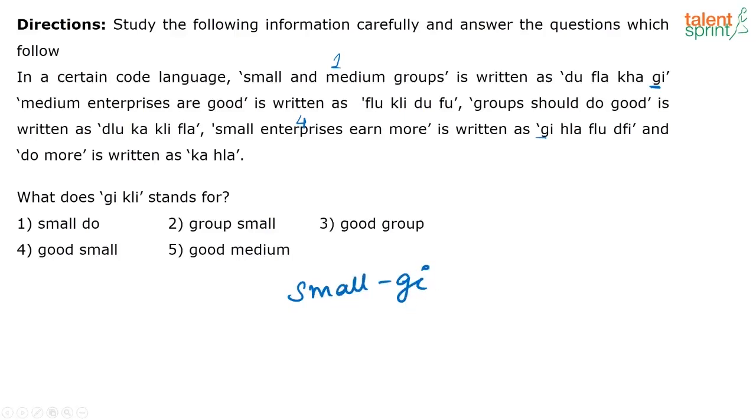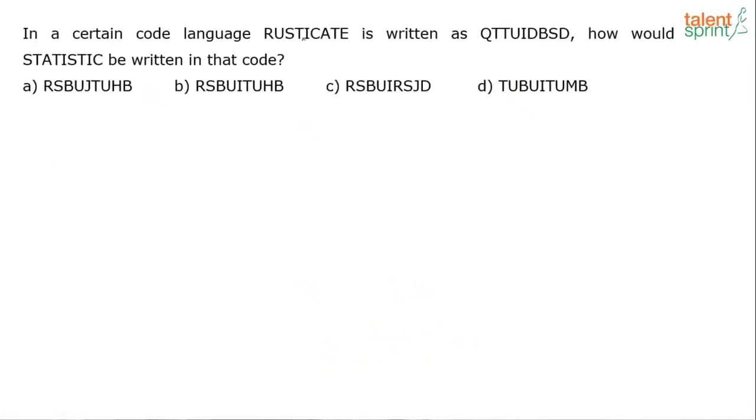Now next, similarly you have to find out KLI. Now where is KLI coming? See, KLI is there in statement 2. That is in the code of statement 2, KLI is there. Similarly in the code of statement 3, KLI is there. So if you look at these two statements, which is the common word? Medium enterprises are good. Groups should do good. Again, good is common in both the places. So I can say KLI is the code for good. So what does GI KLI stand for? It stands for good, small. That is option 4.